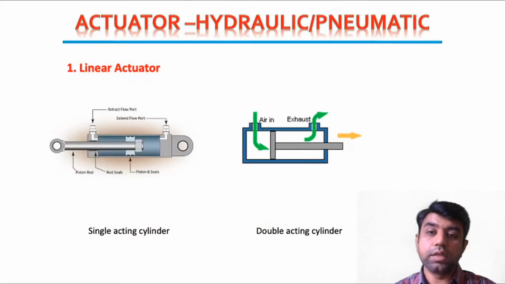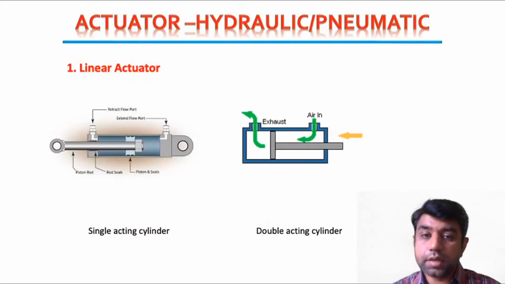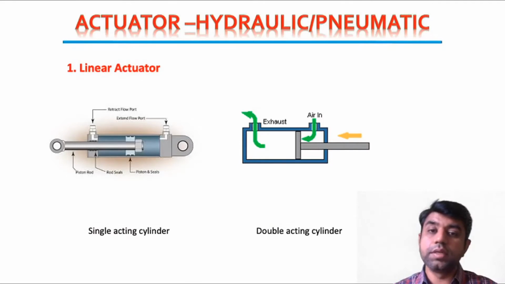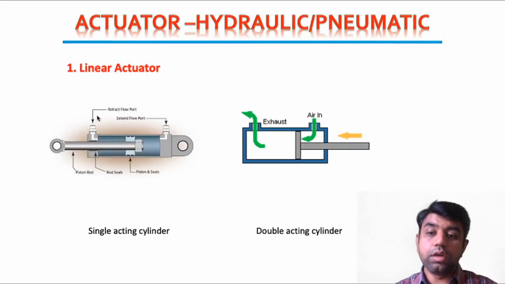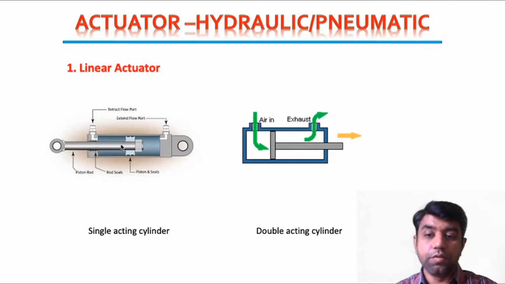The second actuator is the hydraulic type, but hydraulic and pneumatic actuators are similar in design, so we will club that topic. Hydraulic and pneumatic actuators also have two variants, that is linear actuator and rotary actuator. The normally used linear actuators are the single acting cylinder and the double acting cylinder. The single acting cylinder is so called because the pressurized fluid is supplied from only one port. From this flow port only we supply the fluid. The other port is just to remove the vacuum.